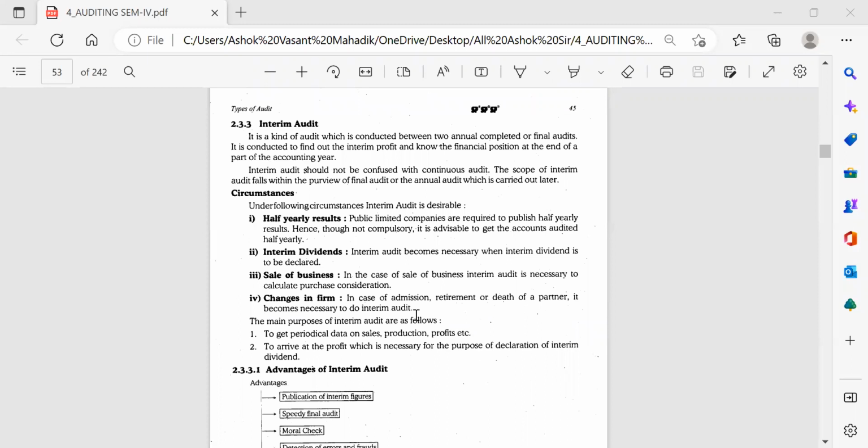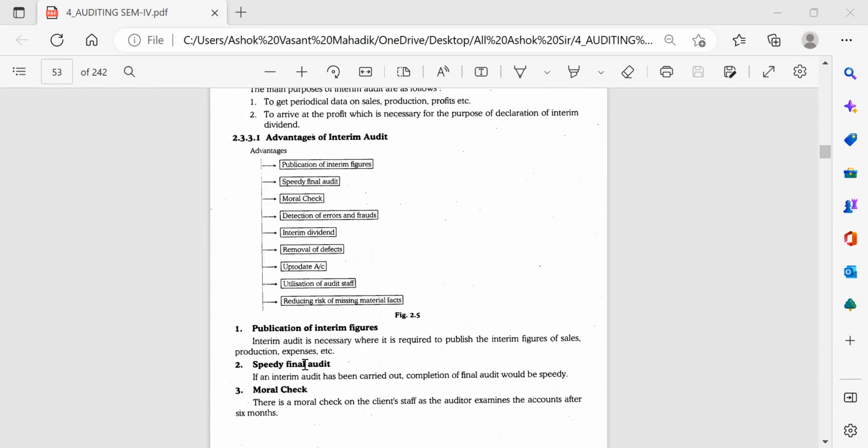Now, what about the final audit of such companies which are going for interim audit? In interim audit, you may have audited the first six months. So in case of final audit, you will not check those first six months again. You will continue after that first six months. So in case the company has conducted interim audit, in case of final audit, half the work is already done.